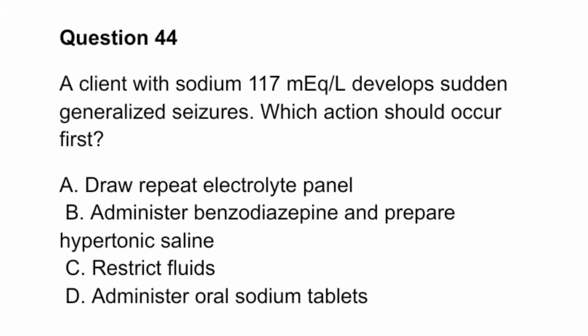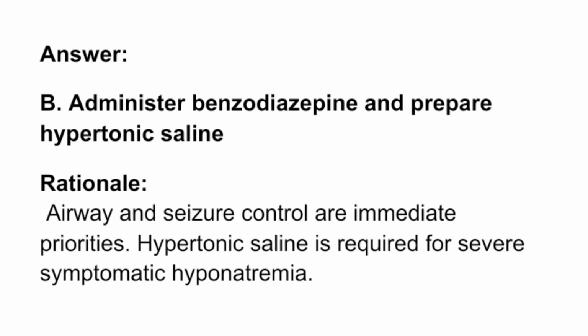Question 44. A client with sodium 117 milliequivalents per liter develops sudden generalized seizures. Which action should occur first? A. Draw repeat electrolyte panel. B. Administer benzodiazepine and prepare hypertonic saline. C. Restrict fluids. D. Administer oral sodium tablets. Answer: B. Administer benzodiazepine and prepare hypertonic saline.